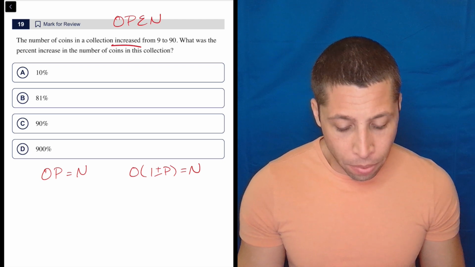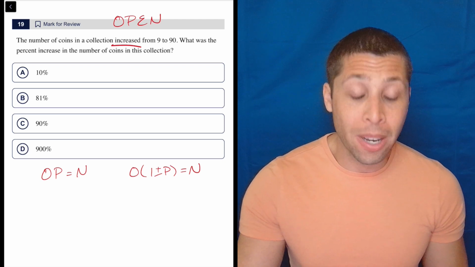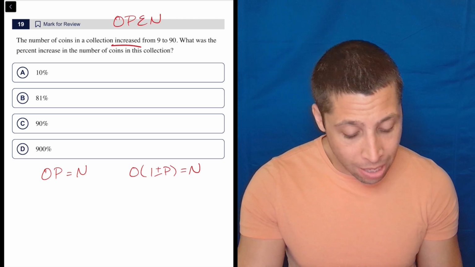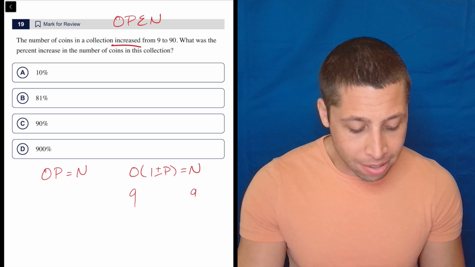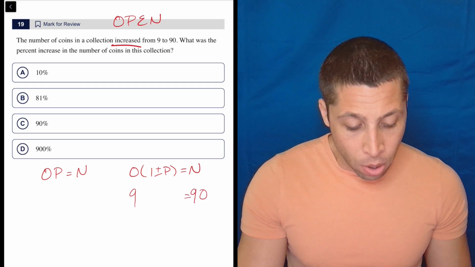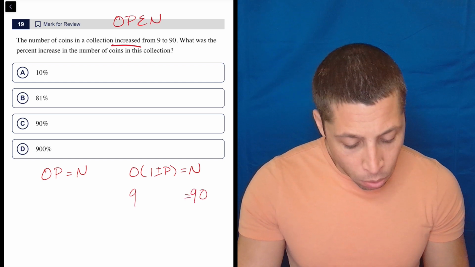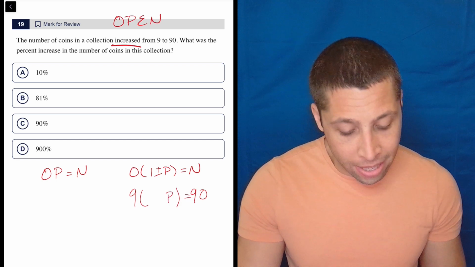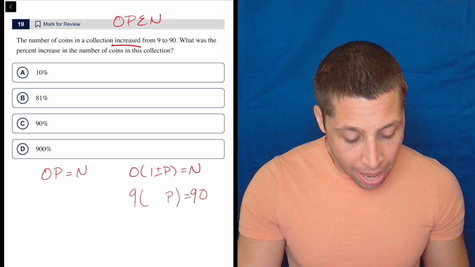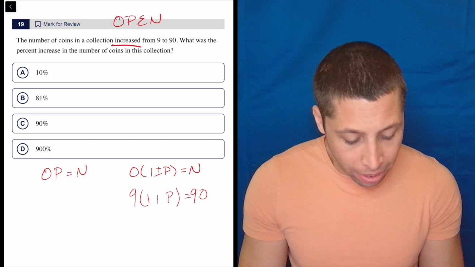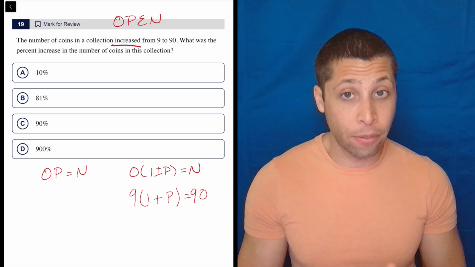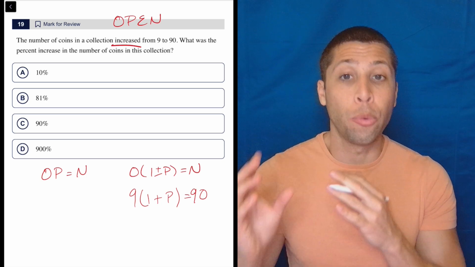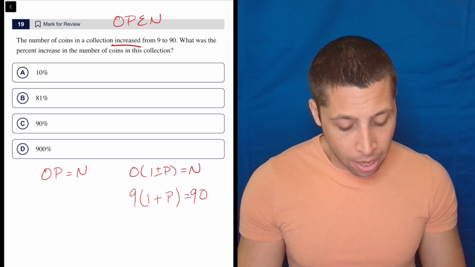So the number of coins in a collection increased from 9 to 90. So 9 is the O, the original. 90 is the new, the N. What was the percent increase? Well, we know then we're solving for the P, so let's leave that as a decimal, or as a letter. And then it says percent increase, so 1 plus, right? So the good thing about this formula is it's very literal. If they're talking about an increase in the question, you're going to use 1 plus in the formula.